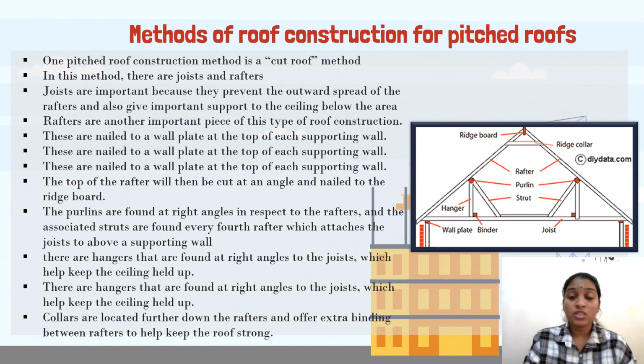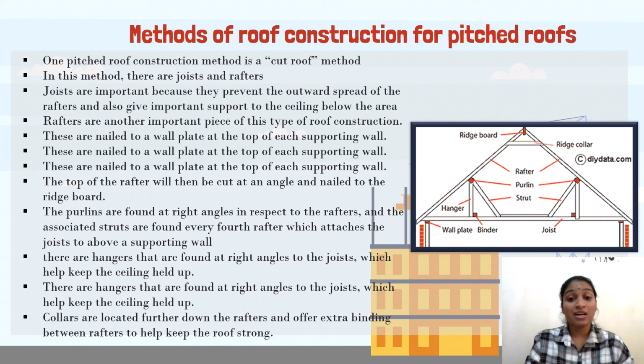Methods of roof construction for pitched roof. There are a couple of different methods for constructing pitched style roof. One pitched roof construction method is a cut roof method. This is more of a traditional manner in regards to cutting the timber while on site and building up the roof by the use of rafters, ridge boards, joists, and purlins among others. This can be determined by the size of the timbers and the size of the roof.